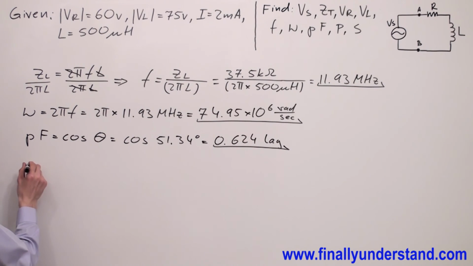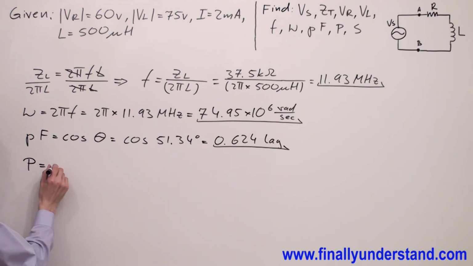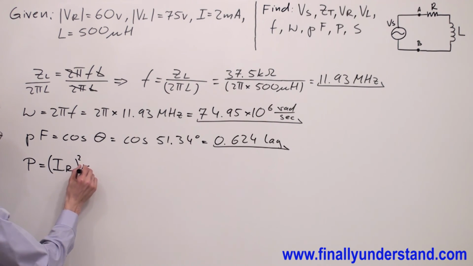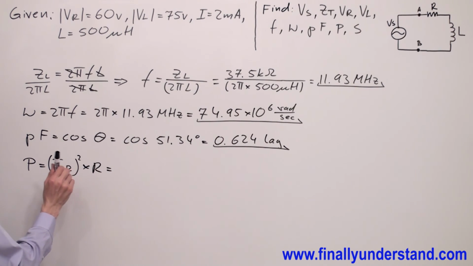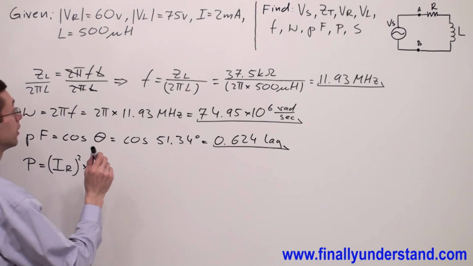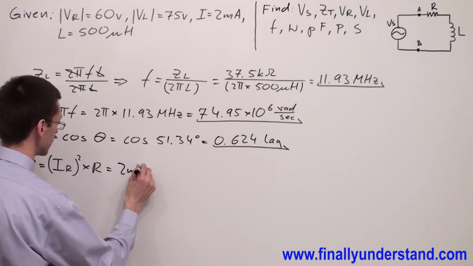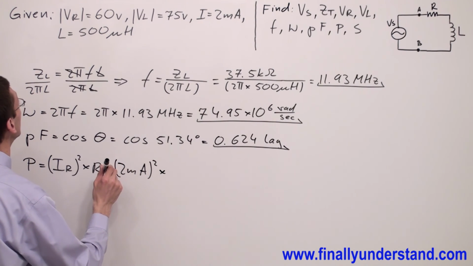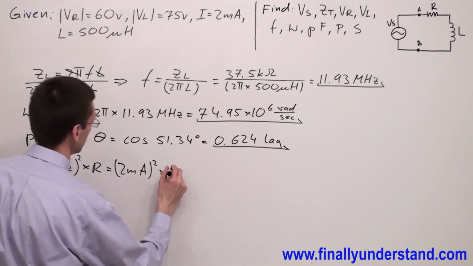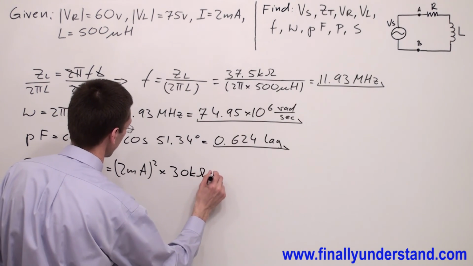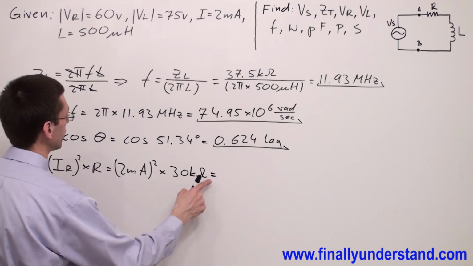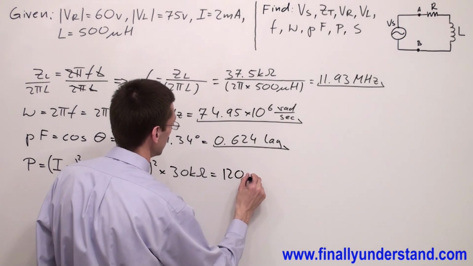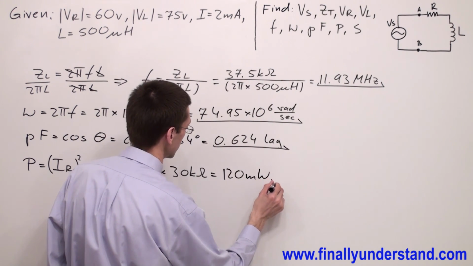Next, we're supposed to find the true power. True power is equal to IR to the second power times resistance, where current in the circuit is equal to 2 milliamps. So I have 2 milliamps raised to the second power times the resistance, which is equal to 30 kilohms. This is going to be 120 milliwatts.